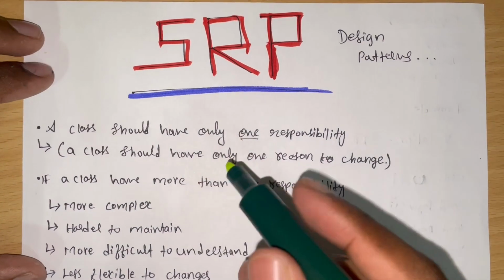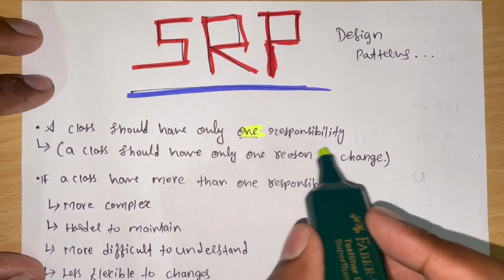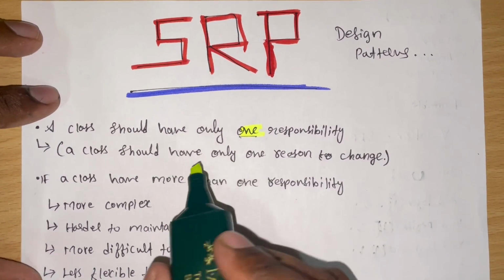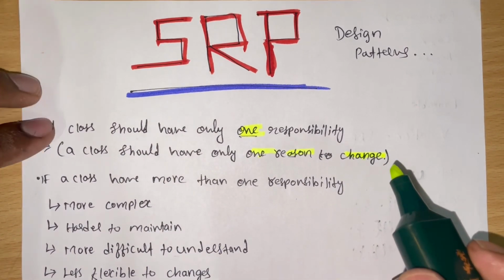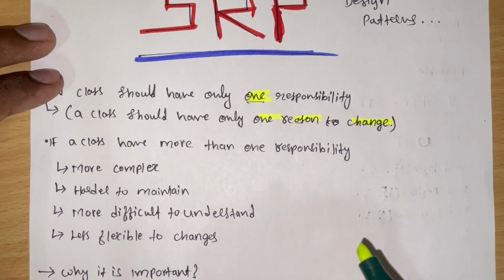Single responsibility principle states that a class should have only one responsibility in it. That means a class should have only one reason to change. What if a class has more than one responsibility?